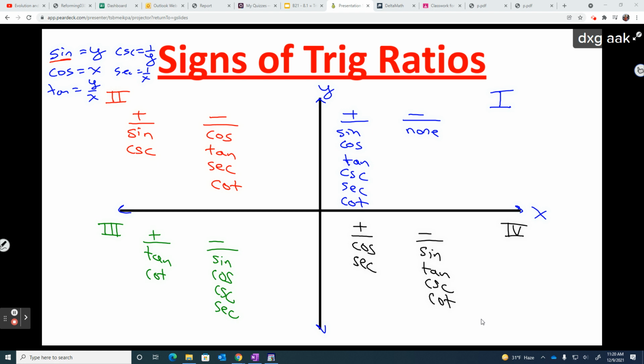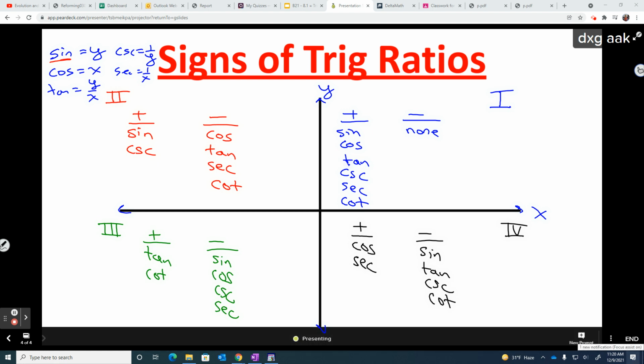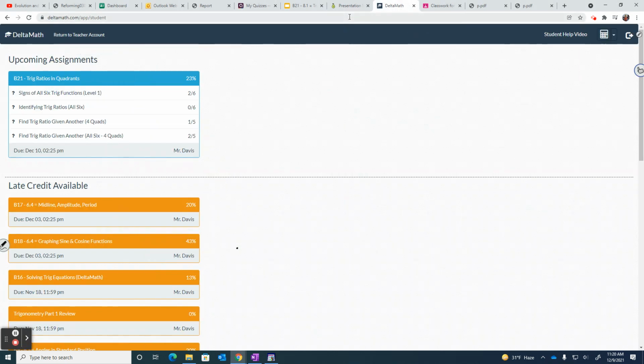The problems that we're going to be doing are going to be a Delta Math assignment, but I don't want you to start yet because we're going to spend a little while doing some problems. And you still are going to want to write them down. I'll simplify them for you, but I'm going to show you on Delta Math here.